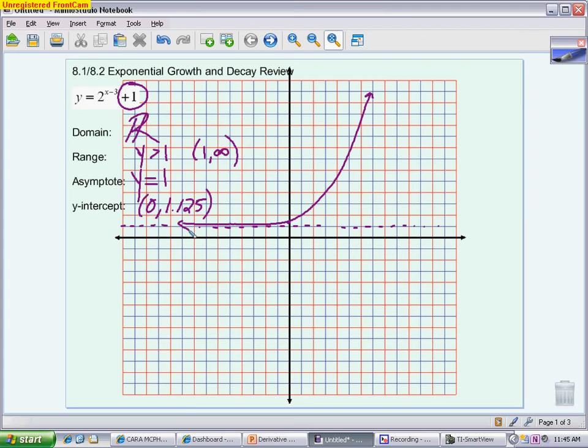You can draw a picture that's pretty accurate. You can come up with your domain, which is always all real numbers. You get your asymptote, determine if your range is above or below that asymptote by looking at the picture, and then your y-intercept by using your calculator.